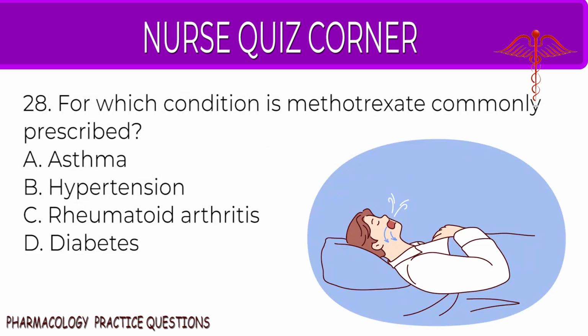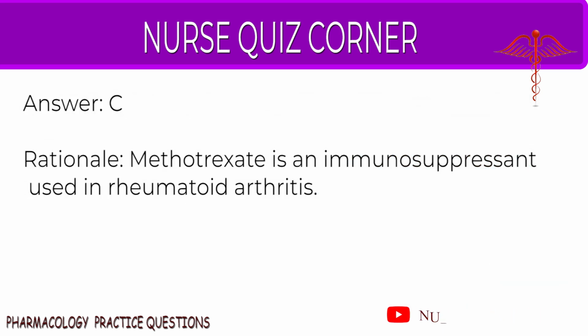28. For which condition is methotrexate commonly prescribed? A. Asthma, B. Hypertension, C. Rheumatoid arthritis, D. Diabetes. Answer: C. Rationale: methotrexate is an immunosuppressant used in rheumatoid arthritis.